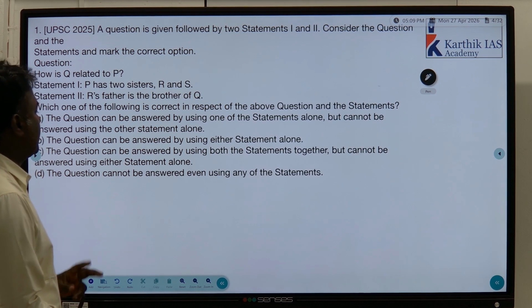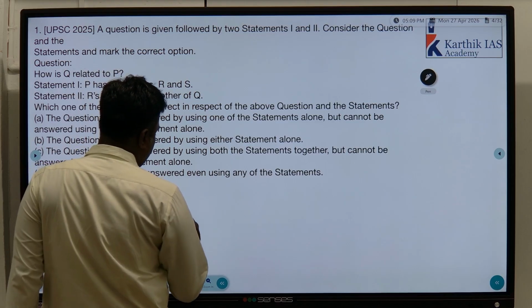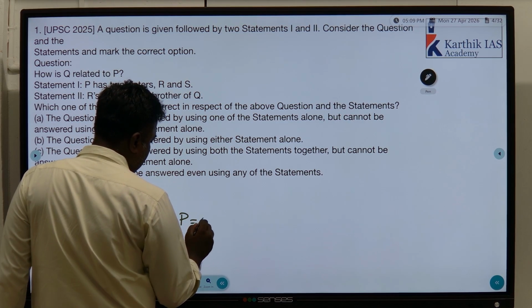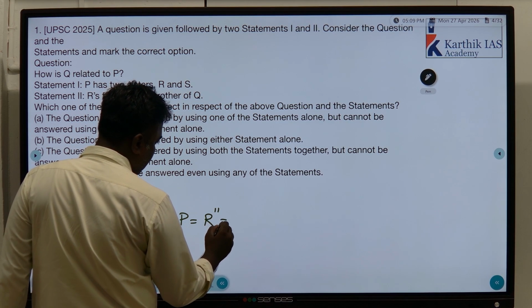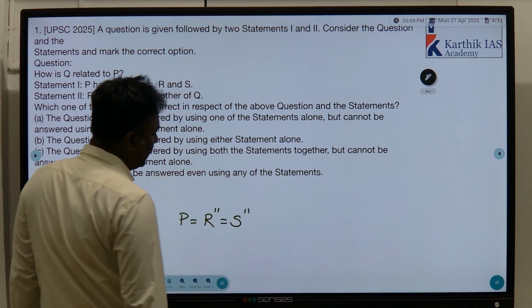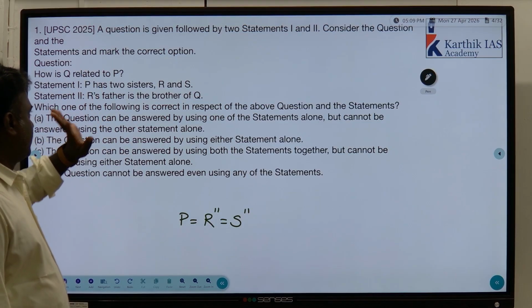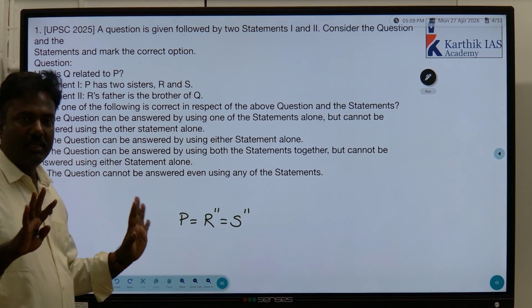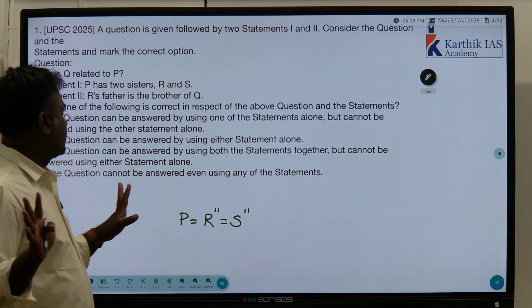P has 2 sisters, R and S. With this statement, are we able to say the answer, how Q is related to P? Definitely no. So statement 1 alone is definitely not possible.